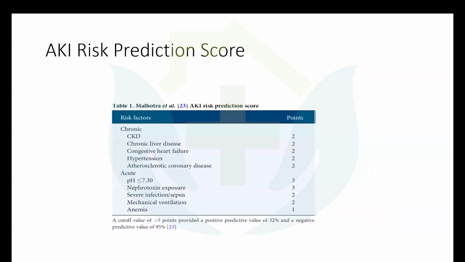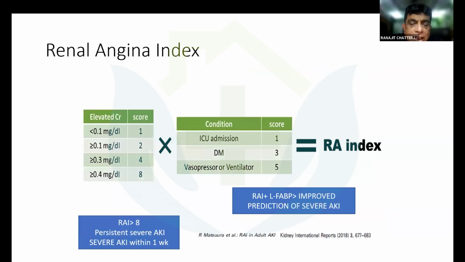The important part is the negative predictive value. See, the negative predictive value is 95%. So the question will come on the negative predictive value rather than a positive predictive value. Similarly, two indices, renal angina indices. Here it is basically a multiplication factor of two scores.